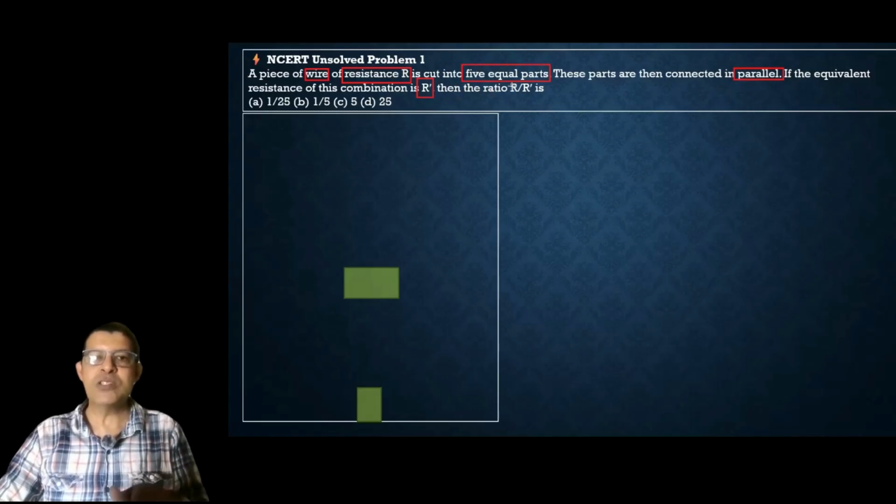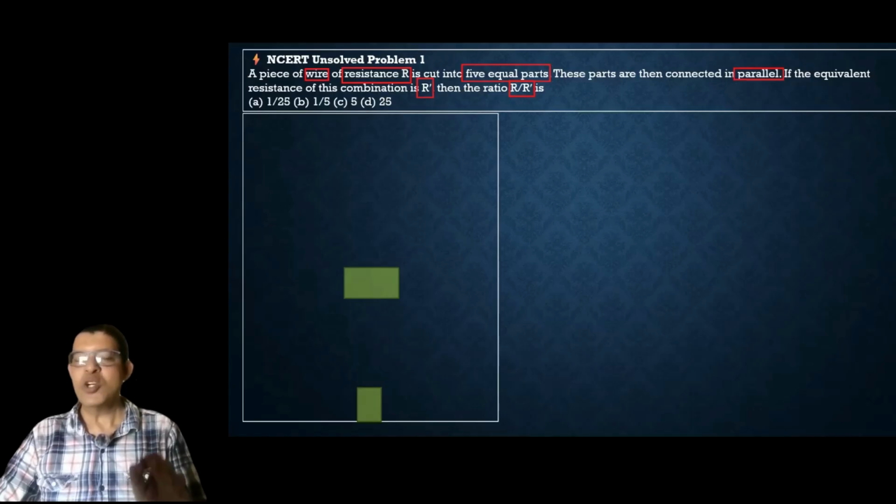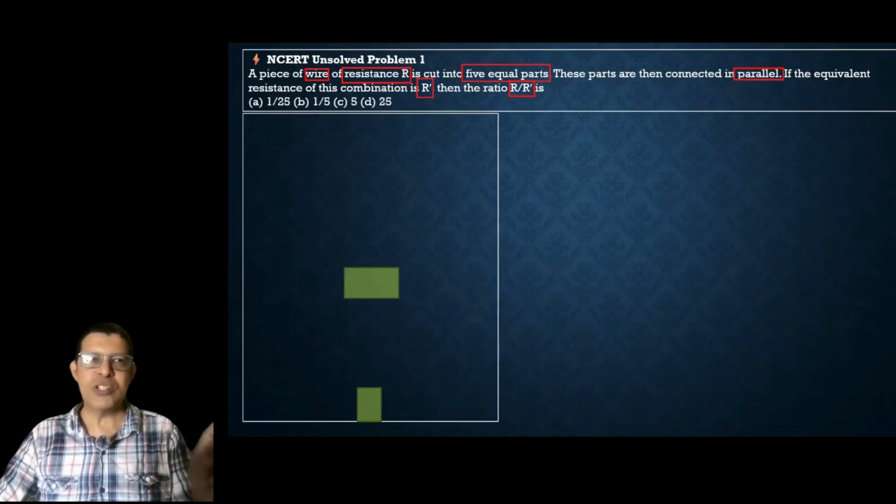Now we are asked, what is the ratio of the original resistance versus the equivalent resistance of the parallel combination? So let's tackle this. We are going to make use of the resistivity formula. Here it is clear that the wire is the same. That means the cross-sectional area is the same. The material is also the same. That means rho and area A will remain the same. If we assume L is the original length of the wire, then the new length of the wire will become L by 5 for each of the parts.